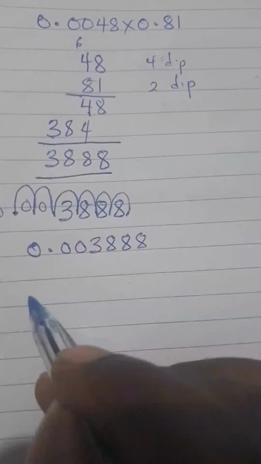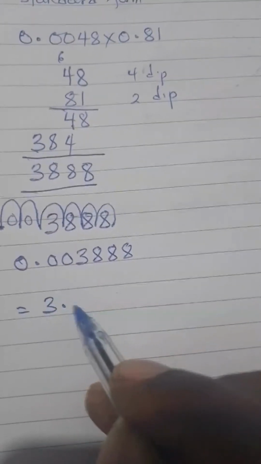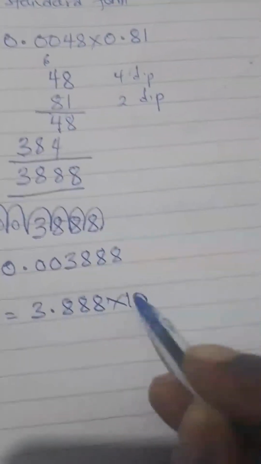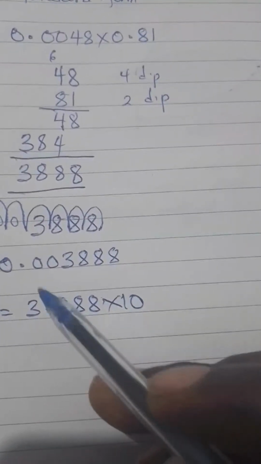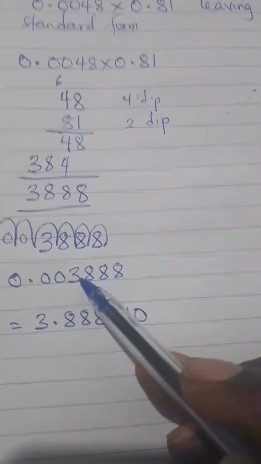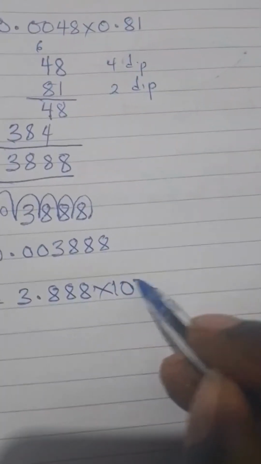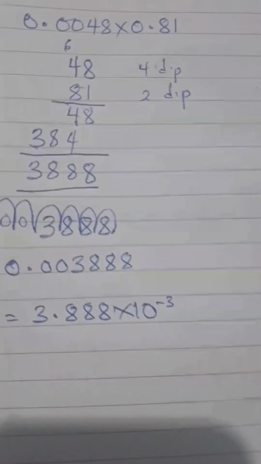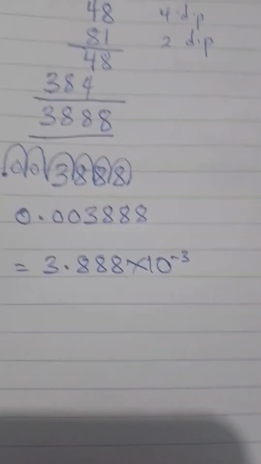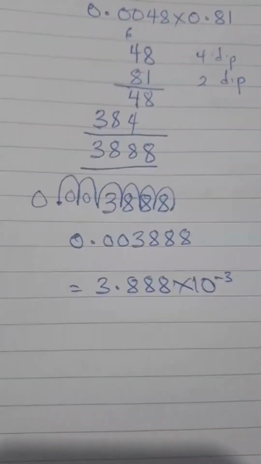To write the answer in standard form, that becomes 3.888 times 10. Then you have to shift the decimal point in between the first two natural numbers. So 1, 2, 3. So that is negative 3. So I think at tutor 1958 had the answer again. That is very good of you.